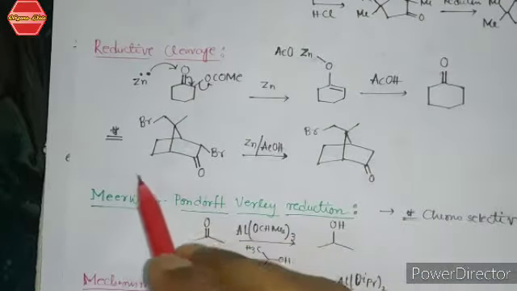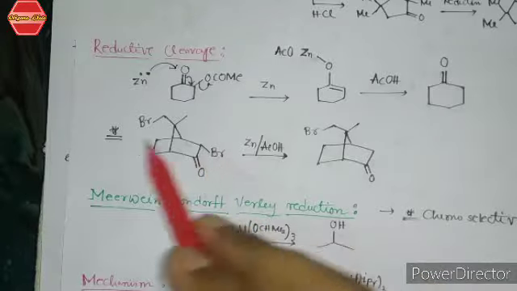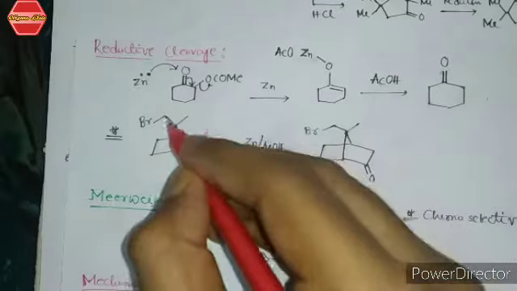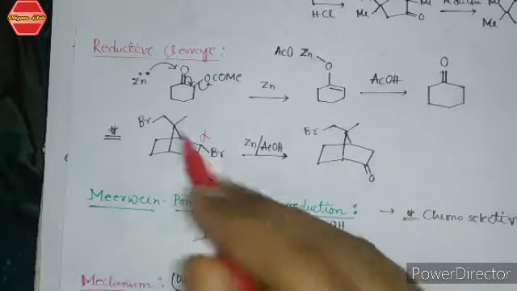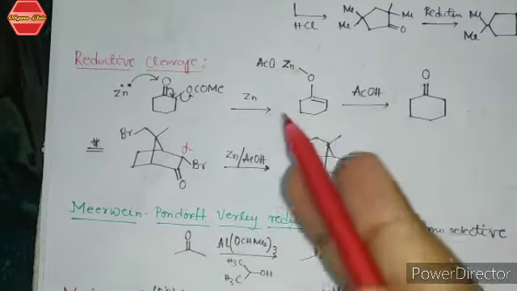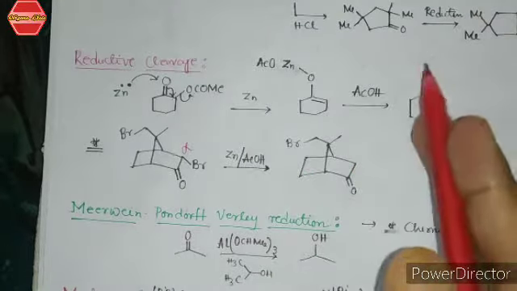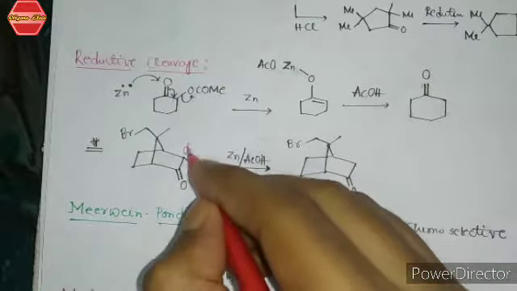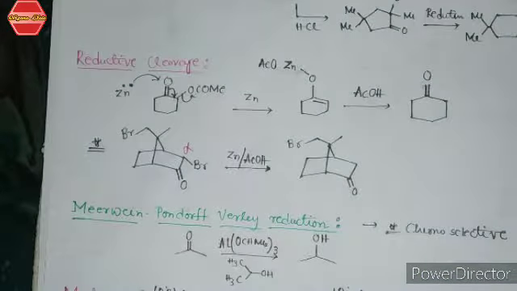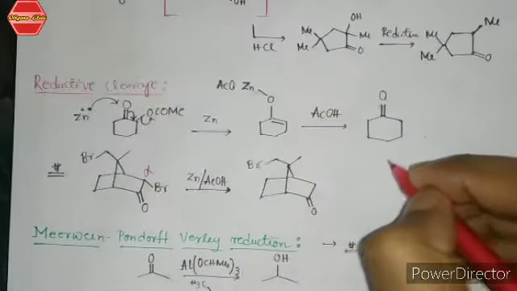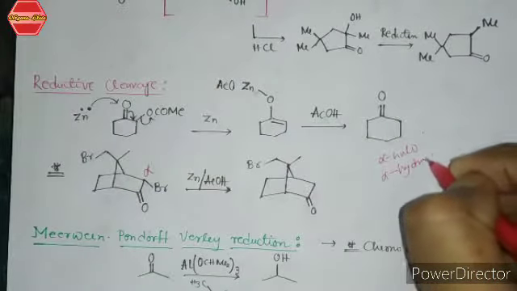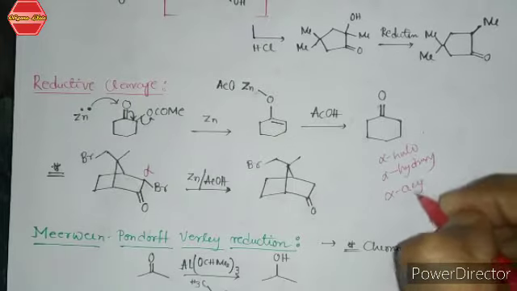Now there is an important example where you have two different types of leaving group. Here is your alpha substituted position, and here is your bridge bromine. Now these two bromines can act as leaving groups. You have to keep in mind that reductive cleavage always takes place in alpha substituted ketones. That is, this is your alpha position, and this position is connected with the bromine. So this is your alpha substituted. I already mentioned alpha halo, alpha hydroxy, alpha acyloxy.